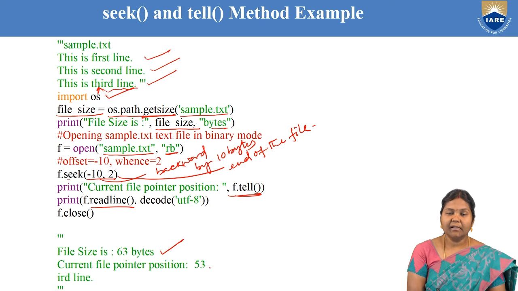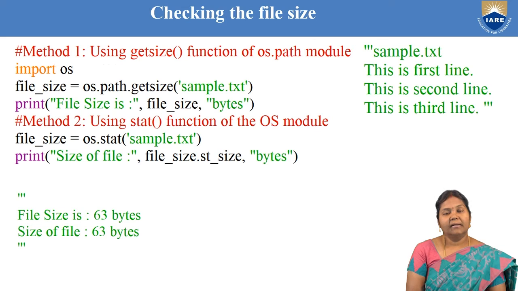So you can see here the size of the file was 63 bytes. You have moved 10 bytes. So the current file pointer position is 53 bytes, and from there you have displayed the last 10 bytes or characters. Let us learn about how to check the file size.